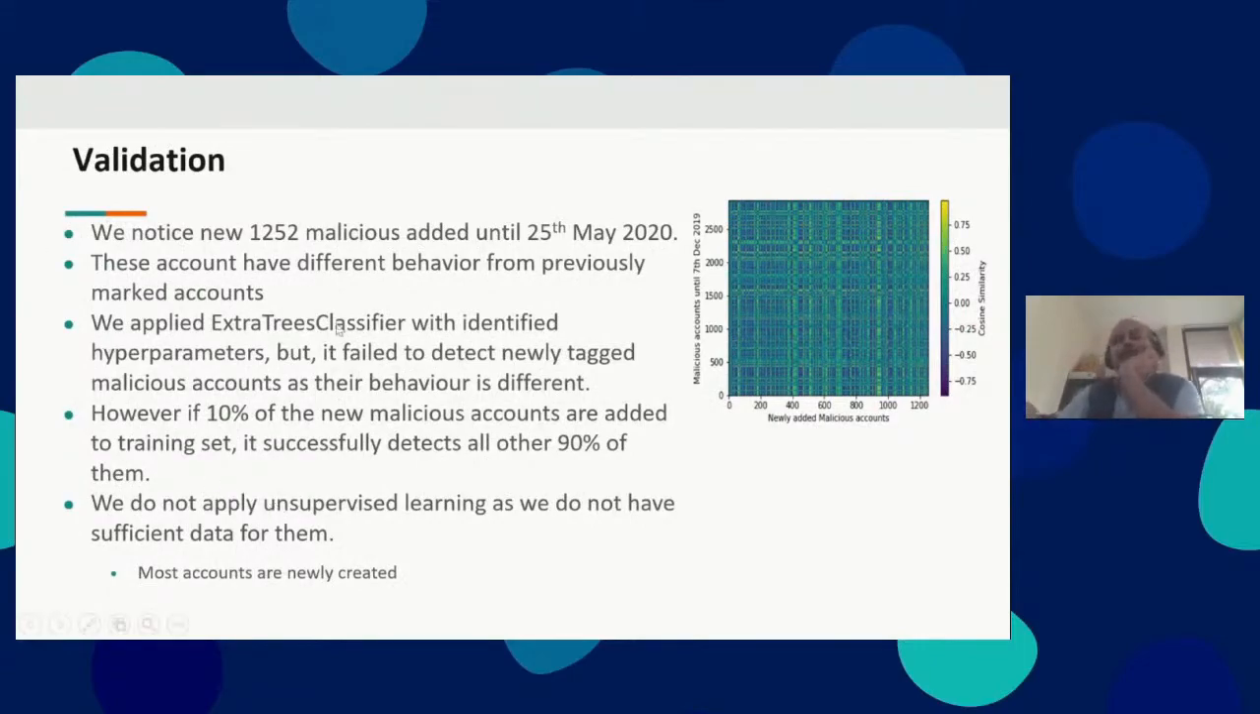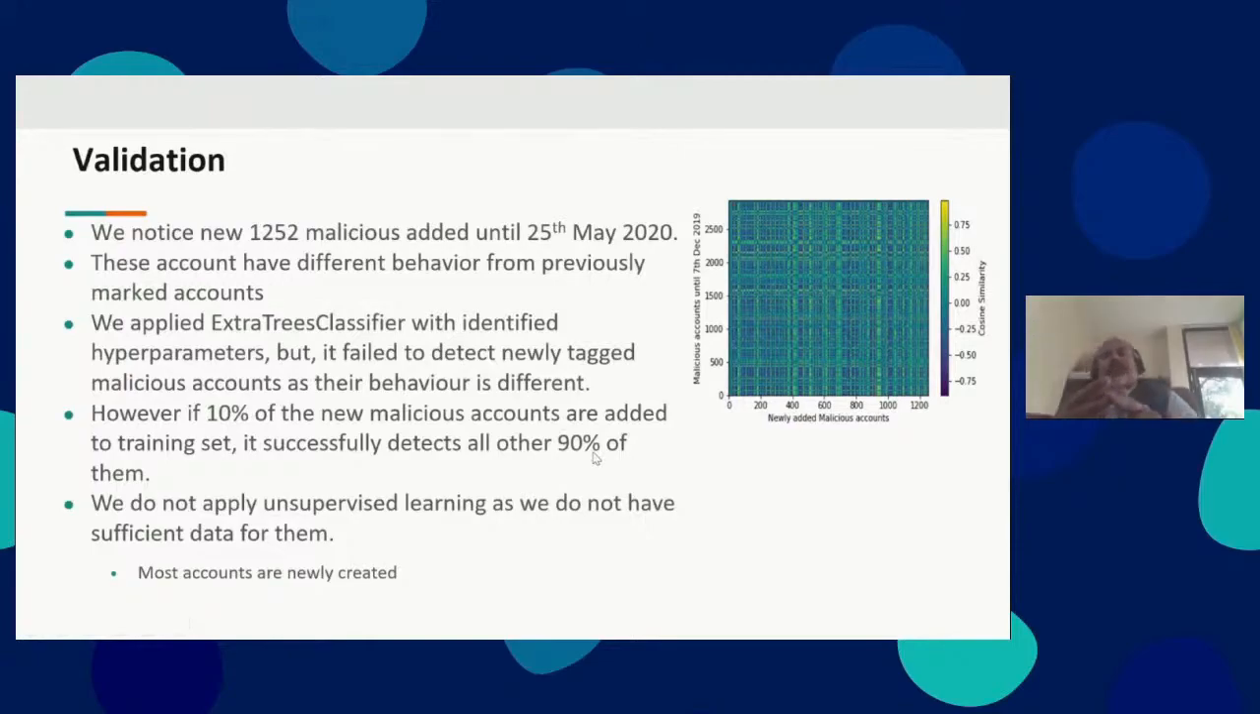Now, while we were finishing this work in May 2022, we found that in the meantime, Etherscan has tagged another 1,252 accounts as malicious. When we applied our classifier, we could not detect any of them as malicious. However, if we take 10% of them, that is 125 of them, into our training set and retrain our model, then we are able to successfully detect the other 90%. All the other ones we are able to detect.